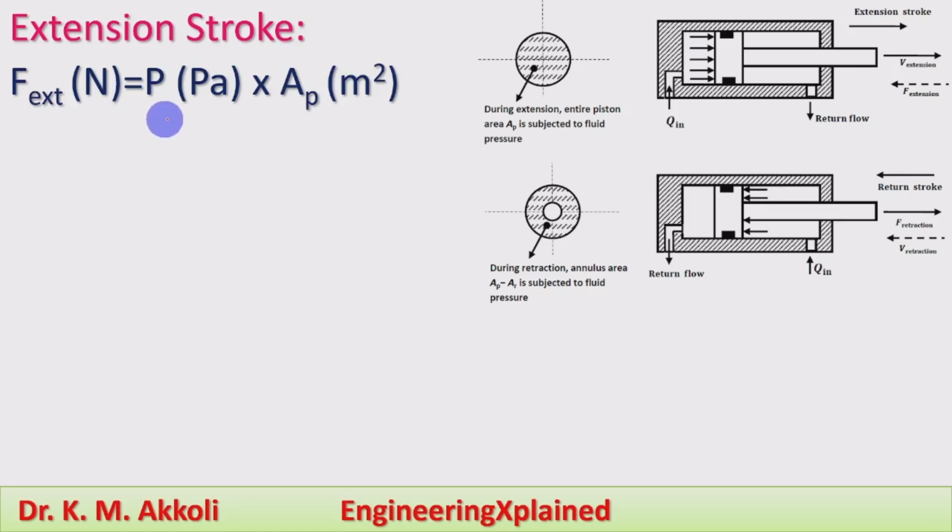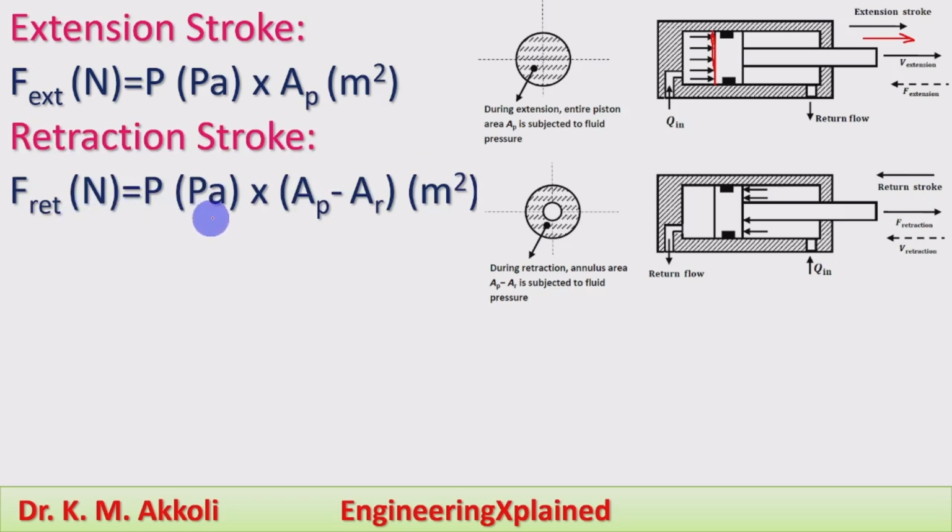The F extension in Newton is given by pressure multiplied with the area, pressure P in Pascal multiplied with the area of the piston in meter square. During the extension stroke, the entire piston area AP is subjected to fluid pressure. Therefore that area is taken. That is the active area on which the fluid pressure is acting, and that F extension we can determine during the extension stroke. For the retraction stroke, the F retraction in Newton is equal to pressure in Pascal multiplied with (AP minus AR) in meter square.